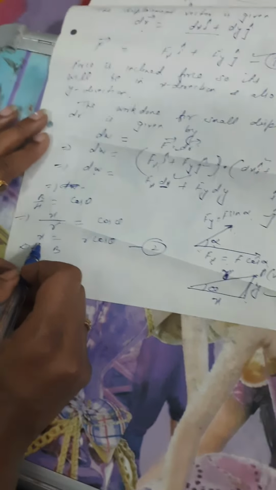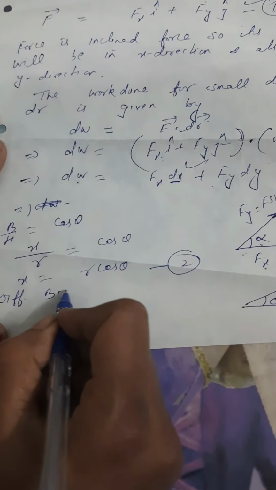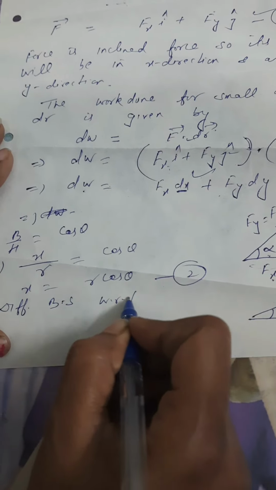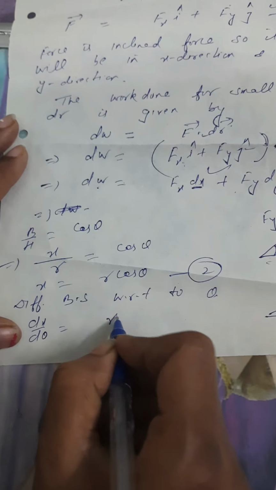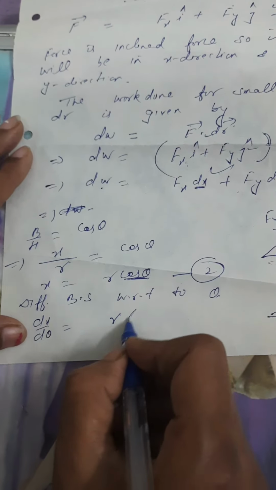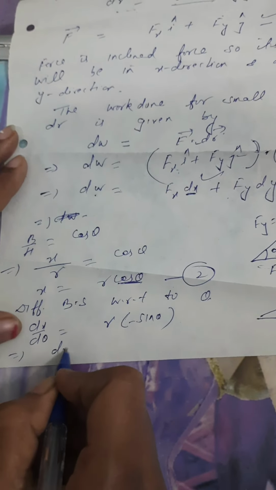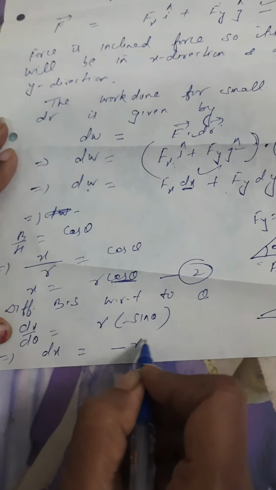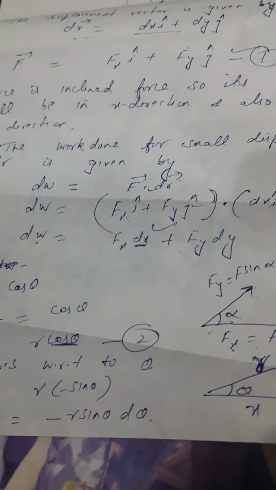From here we need the value of dx. For the value of dx we will differentiate this second equation. Differentiate both sides with respect to theta. dx upon d theta is equal to r, this is constant, times the differentiation of cos theta, that is minus sin theta. All of you know. So dx is equal to minus r sin theta into d theta. Clear? dx is minus r sin theta into d theta.